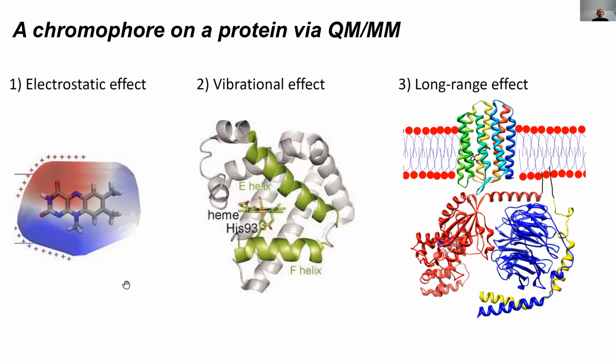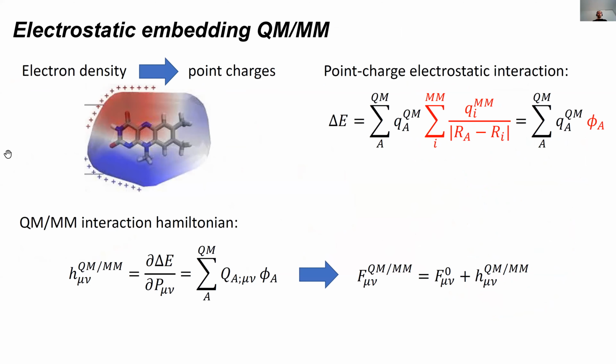And just to be sure that we are understanding each other, the easiest way to understand QMMM, at least for me, as I'm not very expert in this field, is that we take the electron density and we map that into point charges that we then insert in the electrostatic interaction, the classical electrostatic interaction term.